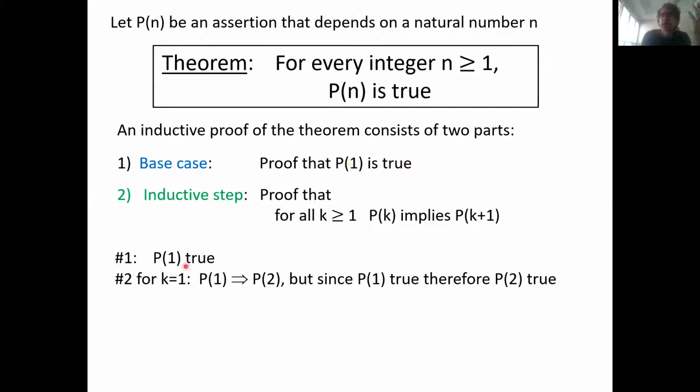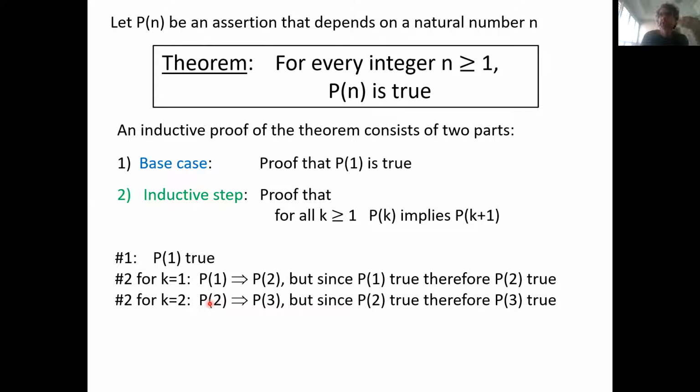So the only world in which P(1) is true and the implication that P(1) implies P(2) is also true is a world where P(2) is true. It could not be that this is true and this implication is true, but P(2) doesn't hold. If P(2) doesn't hold, then either this is false or this implication is not true. But you just proved that the base case holds and the implication is true for any k. So you can conclude that P holds about 2, and of course, just recurse.